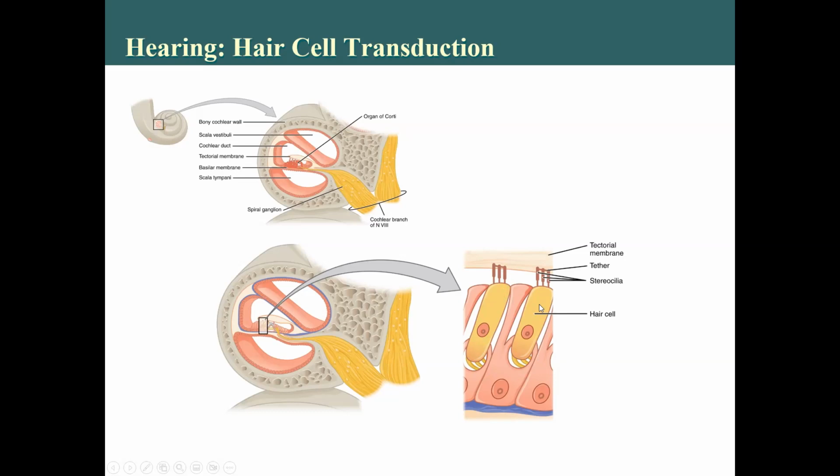So when ion channels open here, we get what is called a receptor potential increasing. And as receptor potential increases, so does the amount of acetylcholine or other neurotransmitter between the hair cell and the first order sensory neurons.